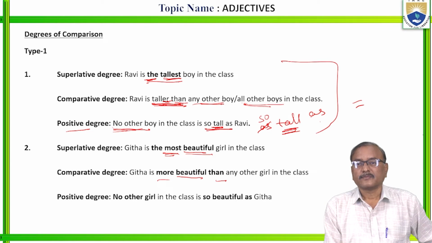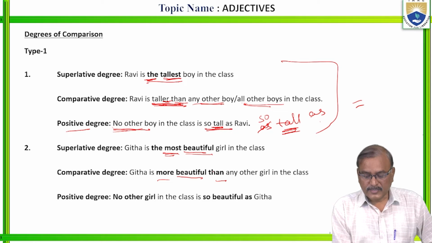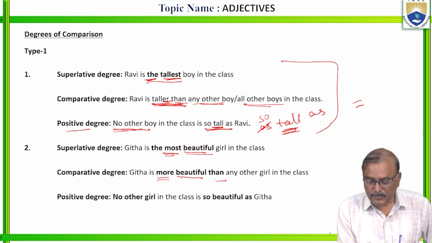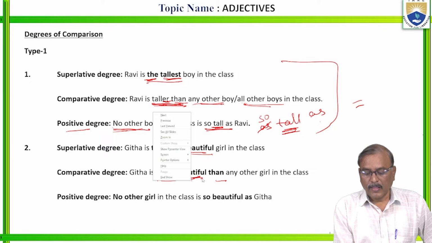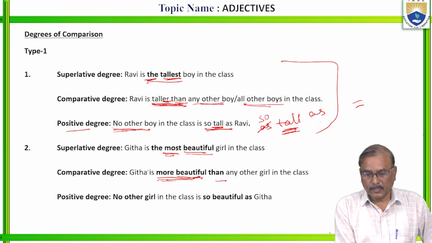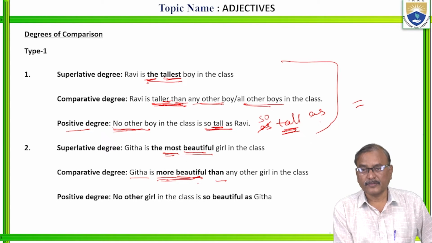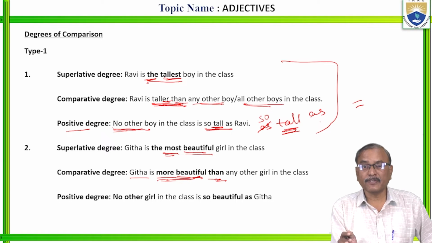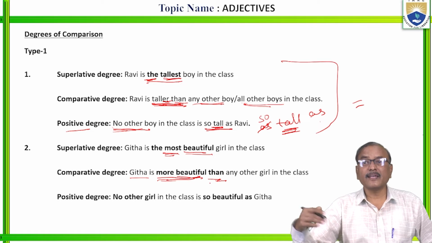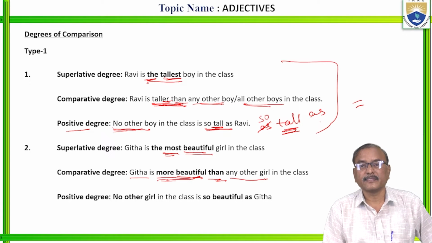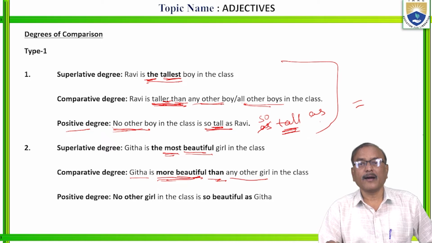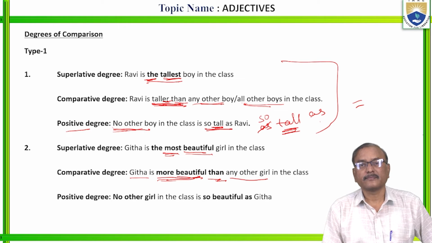So when it is simply, you keep "more beautiful" first. Who is more beautiful? Any other girl? Yes, Geeta is more beautiful. More beautiful than whom? Any specific person? No. More beautiful than all other girls in the class, or any other girl in the class. Clear?